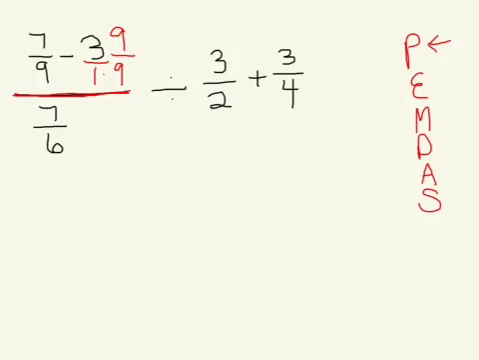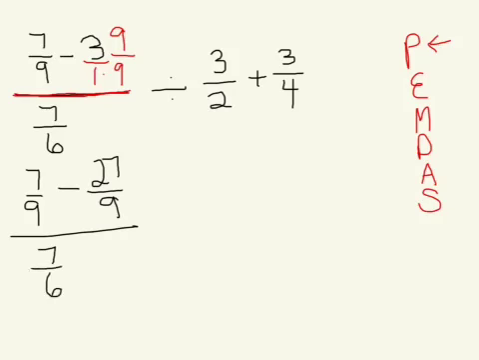Well, we would have 7/9 minus, and instead of 3 over 1, it's going to become 27/9. And we saw the 7/6 on the bottom. Divided by 3 over 2 plus 3 over 4. Alright, good. We have a common denominator here of 9. Now we can subtract. So 7 minus 27 is negative 20.